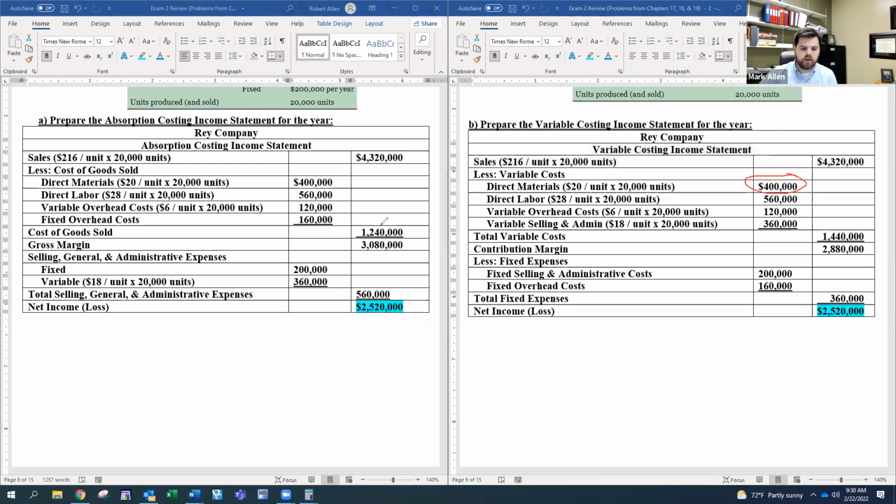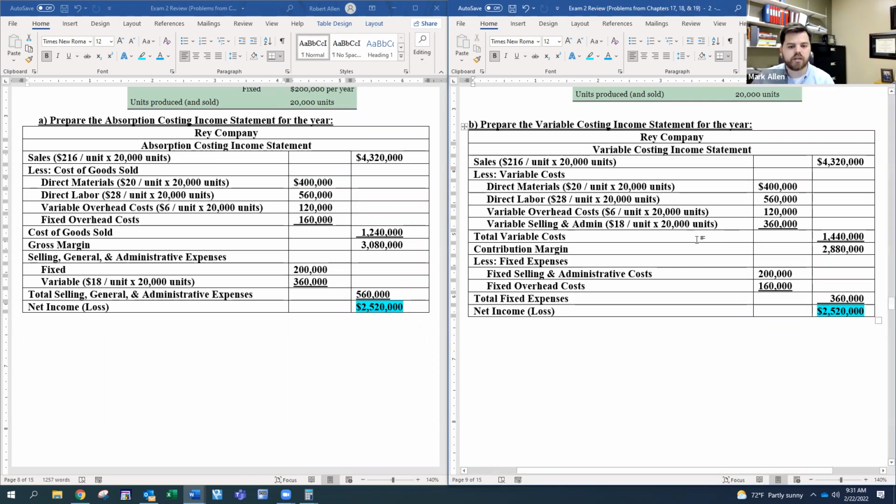So look, direct materials, 400, direct materials, 400, direct labor, 560, direct labor, still 560, variable overhead, 120, variable overhead, still 120, fixed overhead, 160, fixed overhead, 160, fixed selling general and admin, 200, still 200. And of course, your variable selling and admin, 360, and still 360. So it's the same information, it's just being formatted differently. So don't let yourself get too worked up or too confused about, I've got to learn two totally different things. No, you don't. You've got to learn a few formats, but the content is extremely similar.